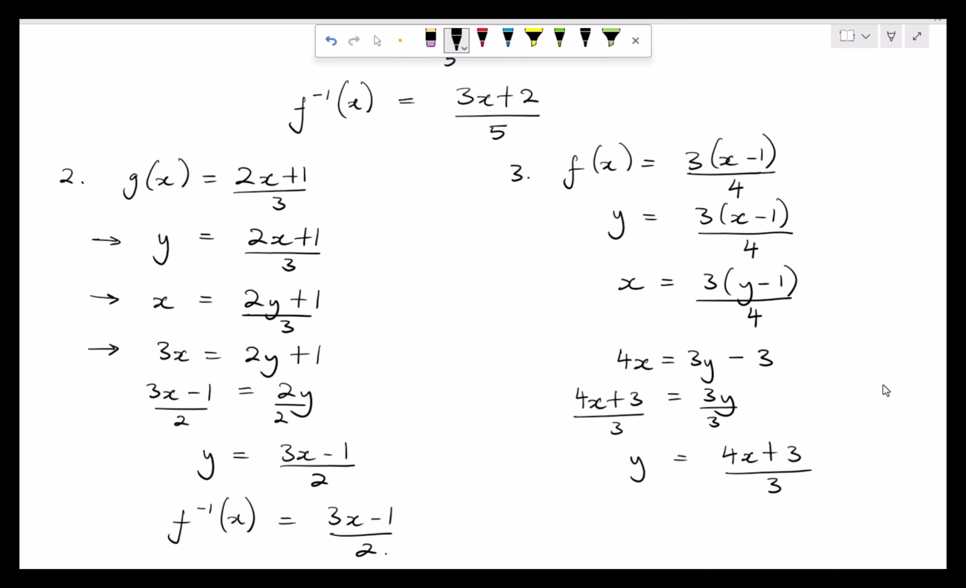Our inverse of the function is, this is the same as saying 4 over 3 x and then plus 3 over 3. We get (4 over 3)x plus 1. This is the inverse of the function.